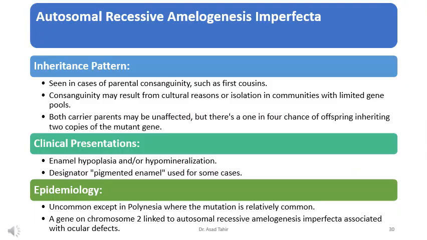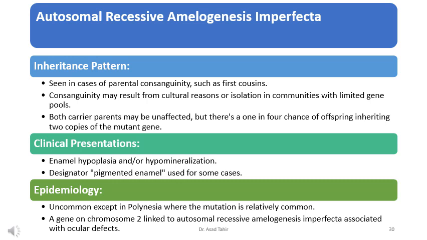Autosomal recessive amelogenesis imperfecta. Inheritance pattern. Seen in cases of parental consanguinity, such as first cousins. Consanguinity may result from cultural reasons or isolation in communities with limited gene pools. Both carrier parents may be unaffected, but there's a 1 in 4 chance of offspring inheriting 2 copies of the mutant gene.